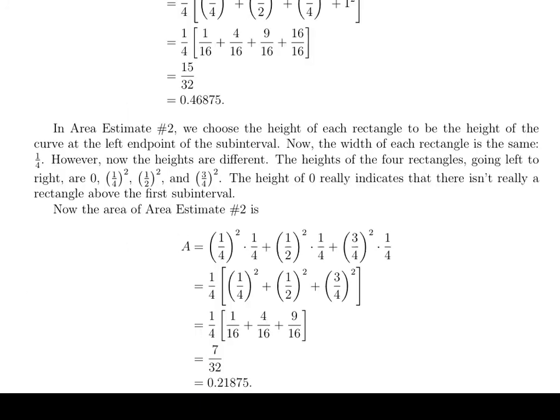Okay, let's simplify this expression now. All right, so now we get something that looks like this. We get 7/32, and so we get our answer of 0.21875. That's going to be the area estimate that we get for area estimate 2.